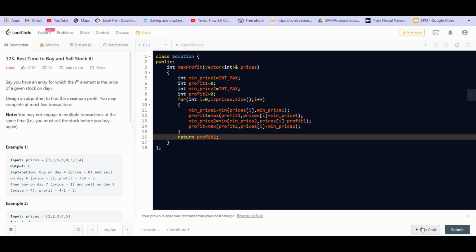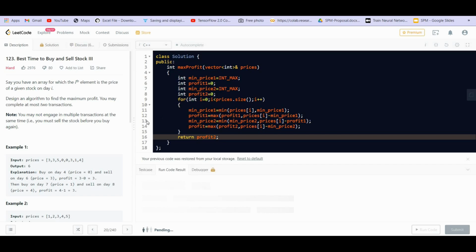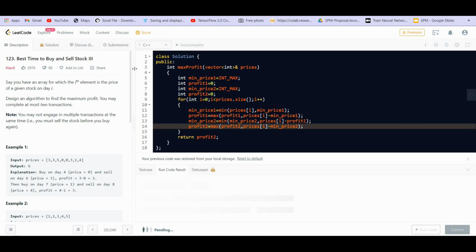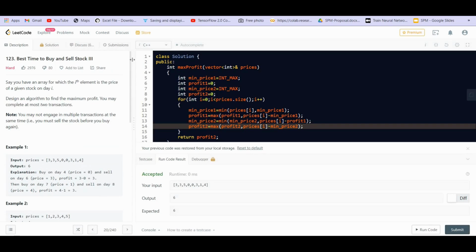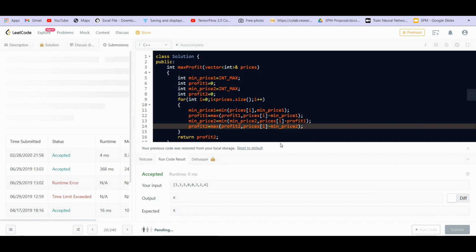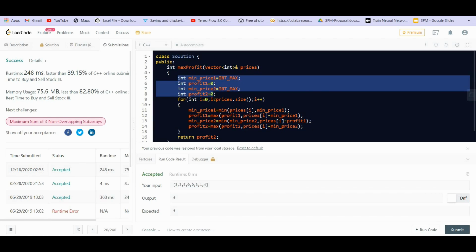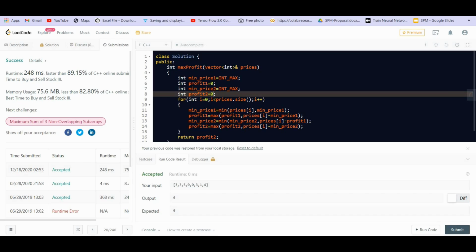Let us see if this works. It is giving us the correct answer. Let us try to submit this now. And it got accepted. The space complexity is constant because we are only using 4 variables, and of course the time complexity is going to be big O of n. So this is it for the solution.